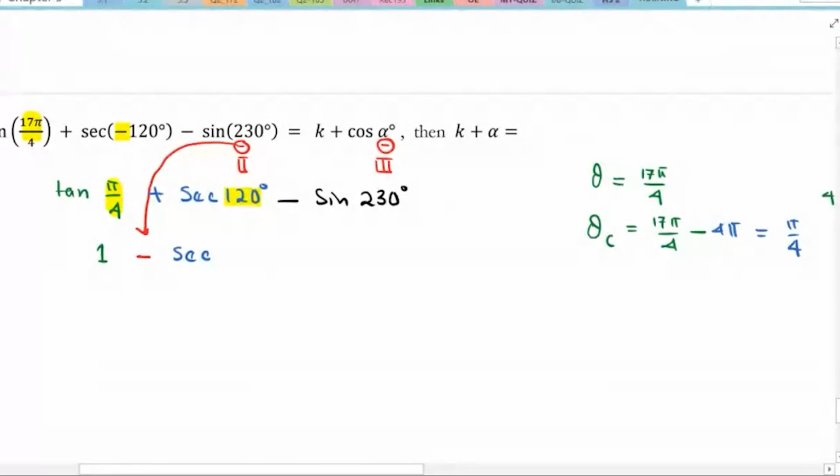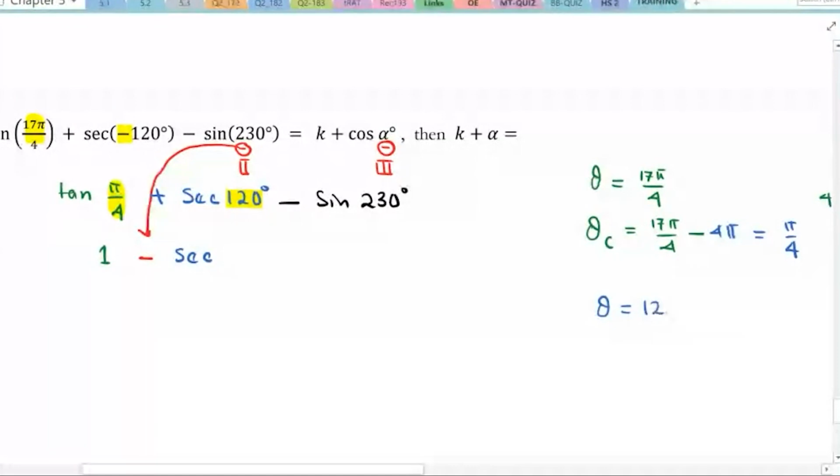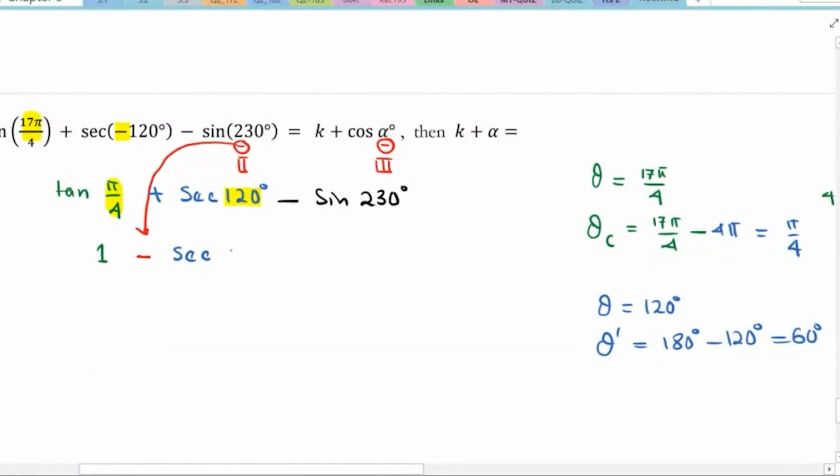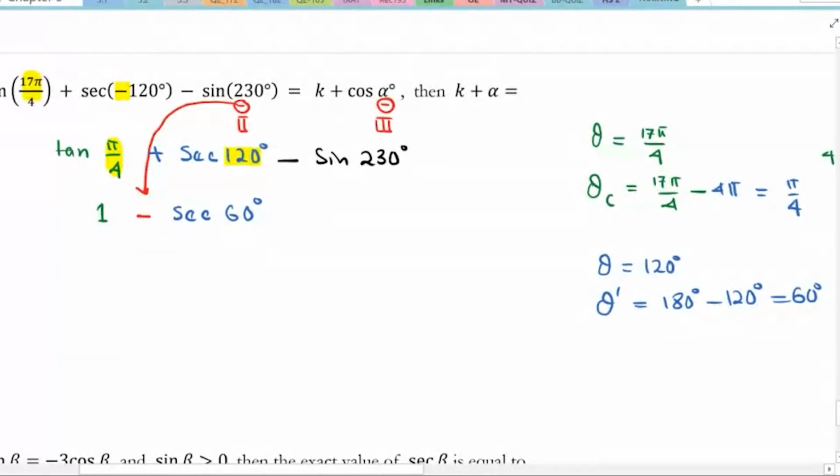Secant of what? This is quarter number 2. We are going to find the reference angle in quarter number 2. Theta is equal to 120 degrees. The reference angle will be 180 degrees minus 120 degrees, which is equal to 60 degrees. So we have secant of 60 degrees. Now, there is often a common misconception here. Many students believe that whether you are talking about secant or cosine, because cosine is an even function, it will always be positive. No, that is not true about the reference angle theorem. So we need to be very careful there.